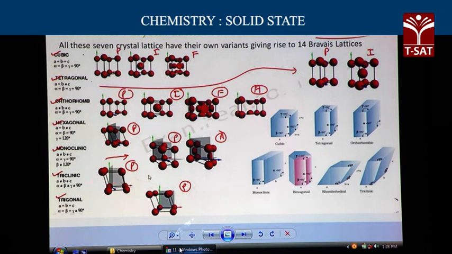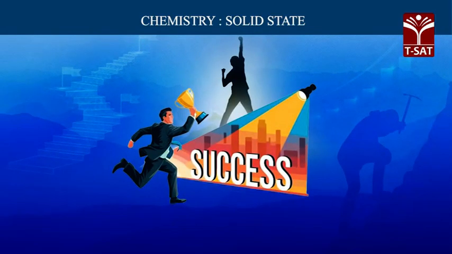Altogether, if you count, for cubic 3, for tetragonal 2, 5, for orthorhombic 4, total 9, 10, 11, 12, 13, 14. These are the 14 Bravais lattices practically proved by Bravais.